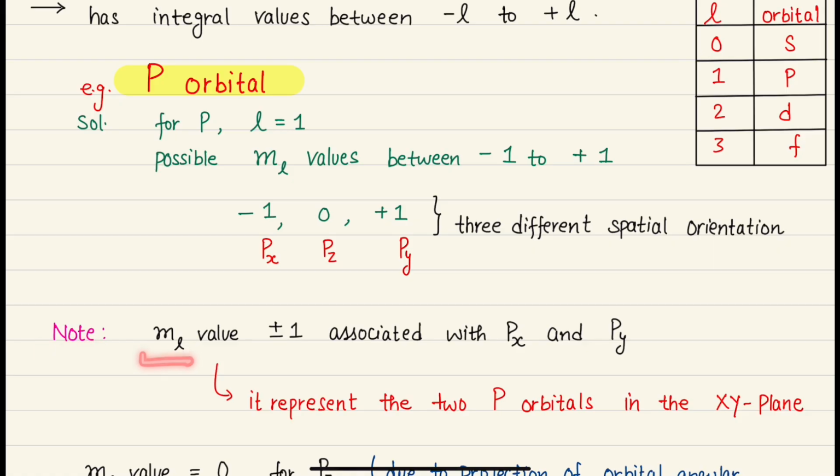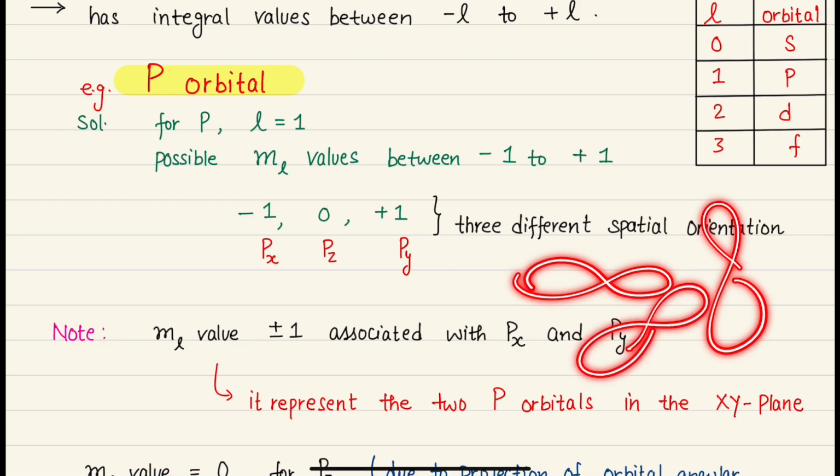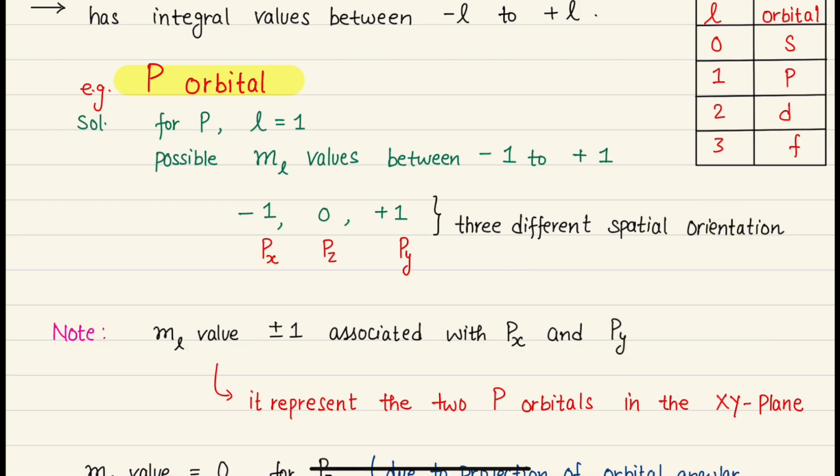Now, a very important note. These are the ml values: minus 1, 0, plus 1. How many ml values did we get here? Three values, which means three different spatial orientations are possible for the p orbital: one is px, one is pz, one is py. It means the p orbital is oriented in all three directions: px, py, pz. We will talk in more detail.